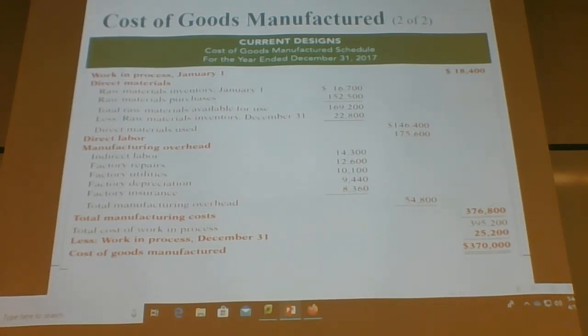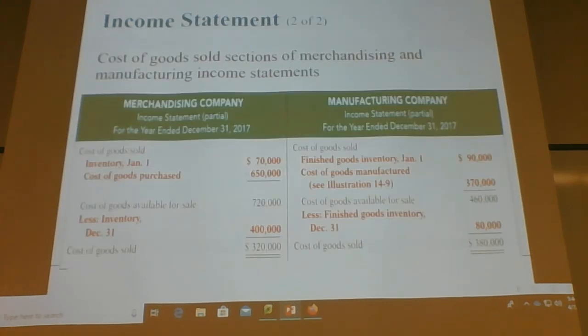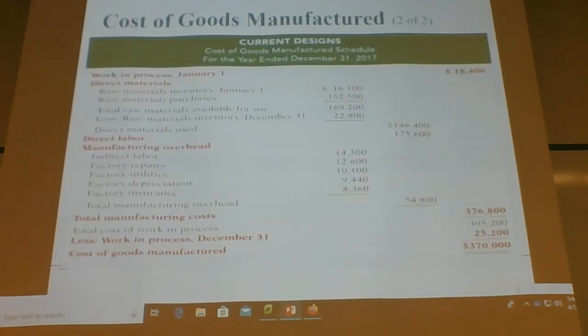I want to go back for a moment, and I want to focus on this item right here. It says cost of goods manufactured, $370,000. Well, this is how we actually got there. And this is our formula in place. We had some work in process. This is inventory that's not yet complete, but it has a value of $18,400. Okay.